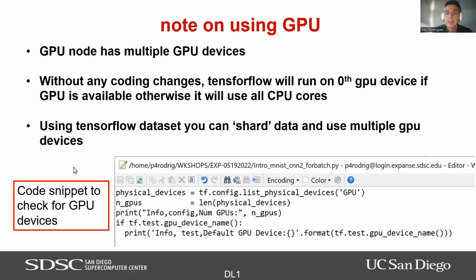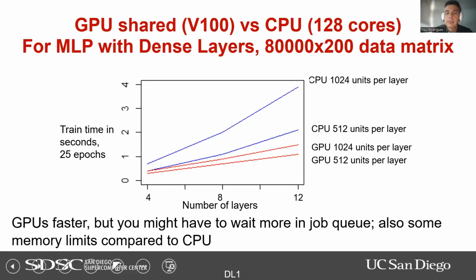Okay, and there are certain codes. This is just a code snippet of the kind of thing you would do in your code just to see that you're using GPU devices. In general, your GPU execution is going to be a lot faster than a CPU. It's going to grow more linearly, whereas a CPU execution time is going to grow non-linearly as you start increasing the number of layers. So GPUs scale really well.